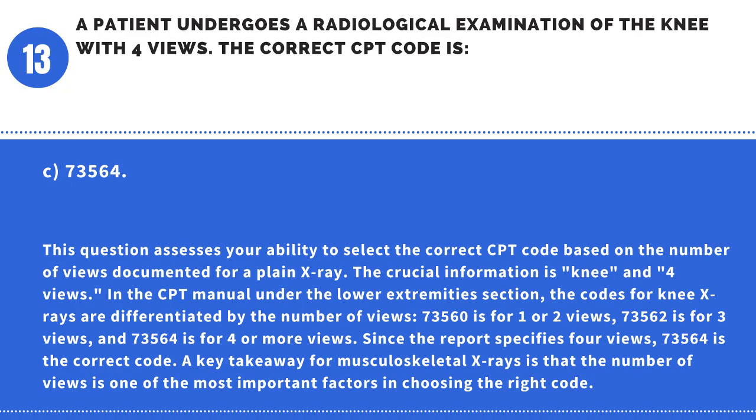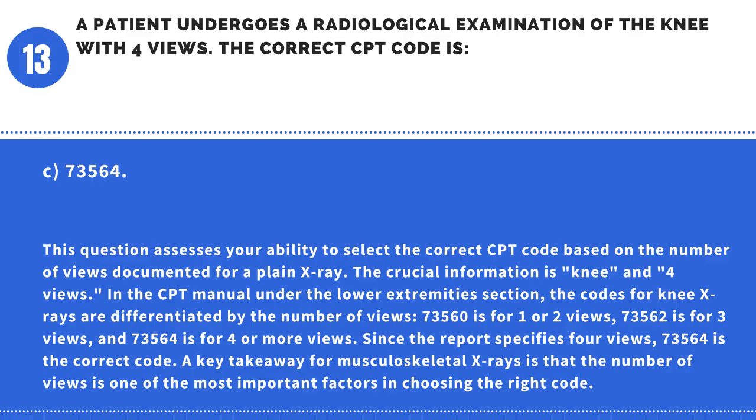Answer: C. 73564. This question assesses your ability to select the correct CPT code based on the number of views documented for a plain X-ray. The crucial information is knee and 4 views. In the CPT manual under the lower extremities section, the codes for knee X-rays are differentiated by the number of views. 73560 is for 1 or 2 views, 73562 is for 3 views, and 73564 is for 4 or more views. Since the report specifies 4 views, 73564 is the correct code.